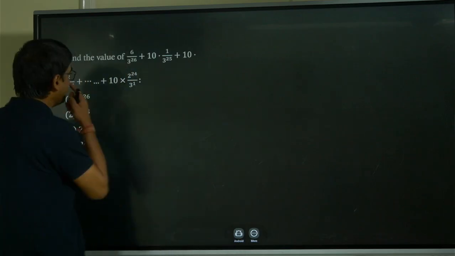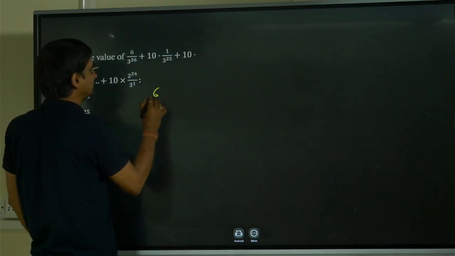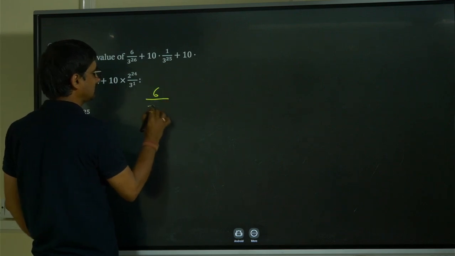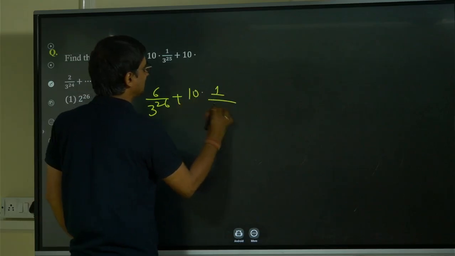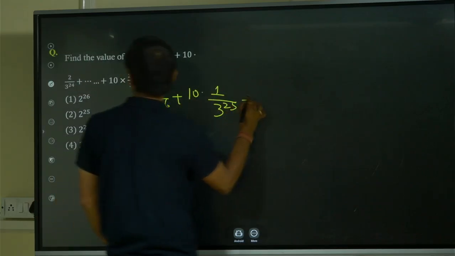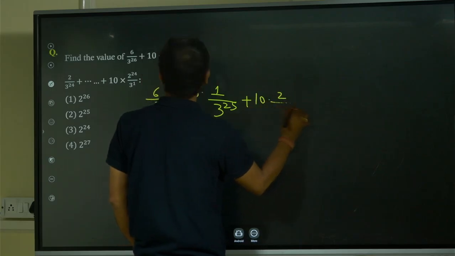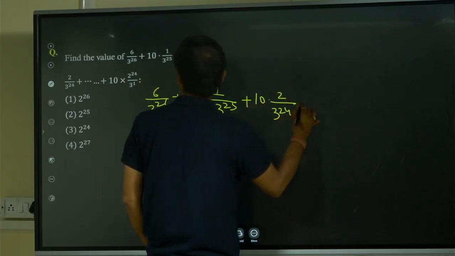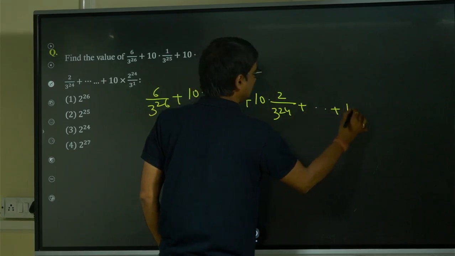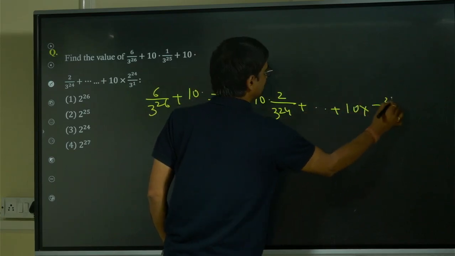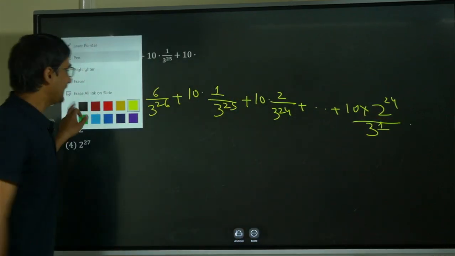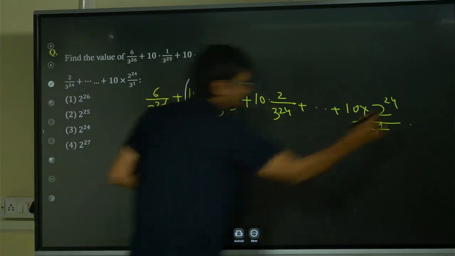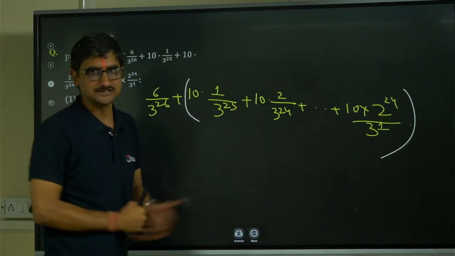The question is: find the value of 6 over 3 raised to the power 26 plus 10 times 1 over 3 raised to the power 25 plus 10 times 2 over 3 raised to the power 24 plus and so on, plus 10 times 2 raised to the power 24 over 3 raised to the power 1. Now, barring the first term, this forms a GP. We all can easily see that.